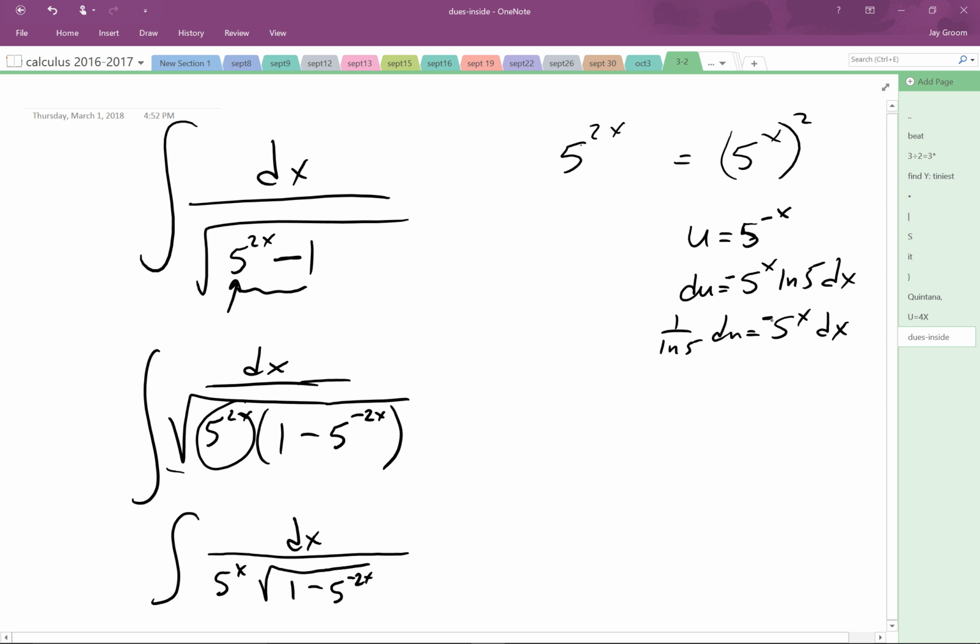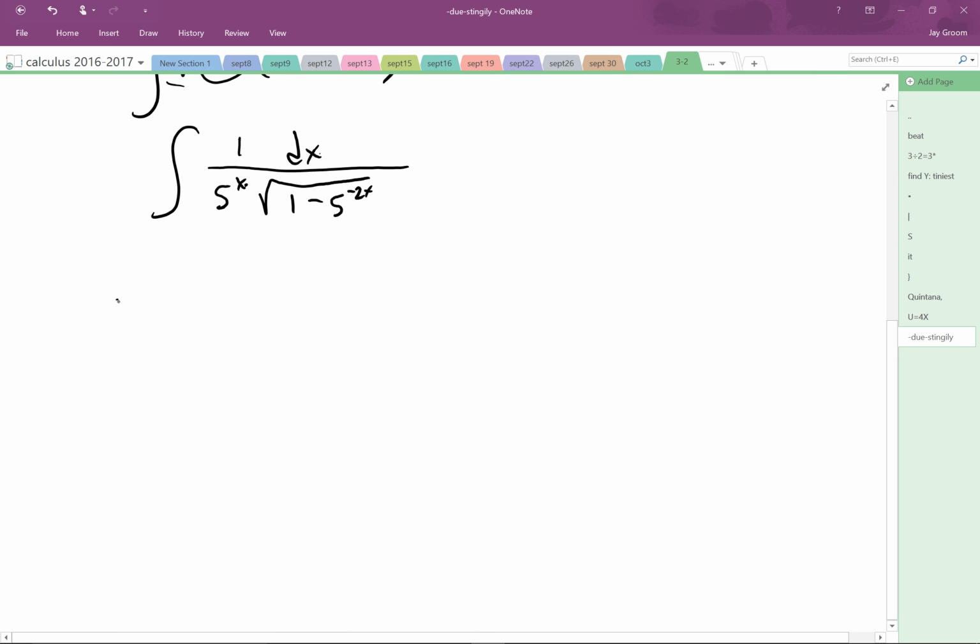So if you look at this deal right here, I'm going to bring the negative with me. And this is 5 to the negative x, yes? Well, what is 5 to the negative x, friends? 5 to the negative x is 1 over 5 to the x dx. Do you see that? So what I see right here is 1 over 5 to the x dx. I'm going to replace it with negative 1 over ln of 5. Are you with me? And I'm going to put a du on top.